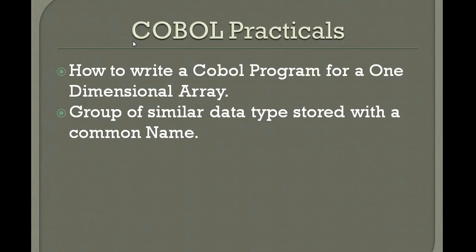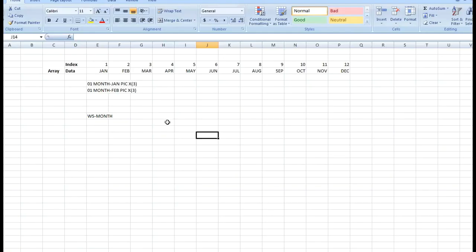you would have to declare different data names. In order to avoid this, if we have a group of data items of the same data type, we are going to create arrays. So let me tell you an example. So here is an example. You want to store all the month names into your variables.